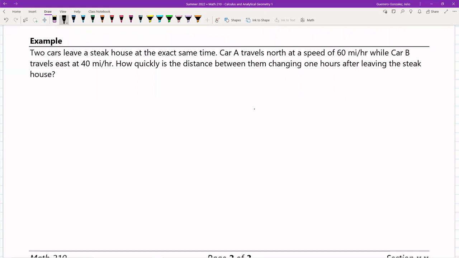Two cars leave a steakhouse at the exact same time. Car A travels north at a speed of 60 miles an hour, and car B travels east at 40 miles an hour. How quickly is the distance between them changing 1 hour after leaving the steakhouse?